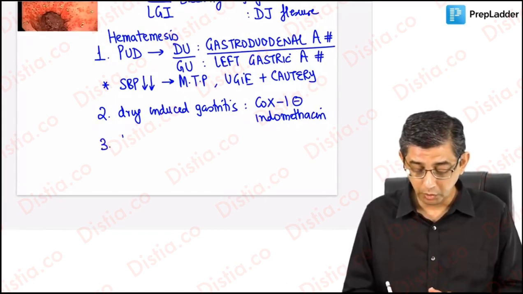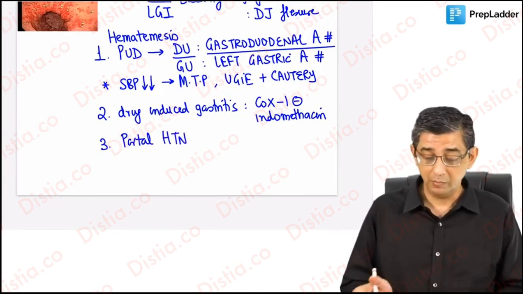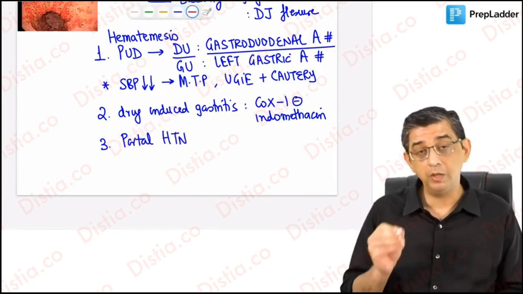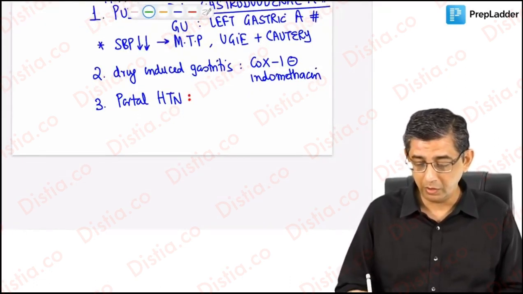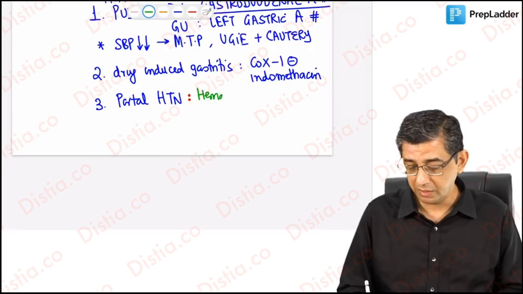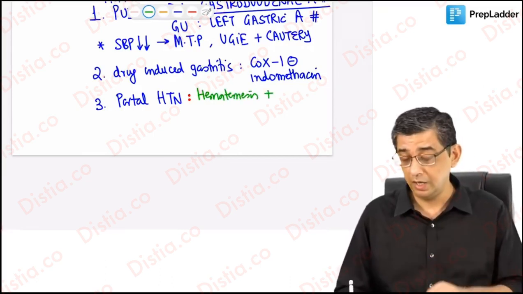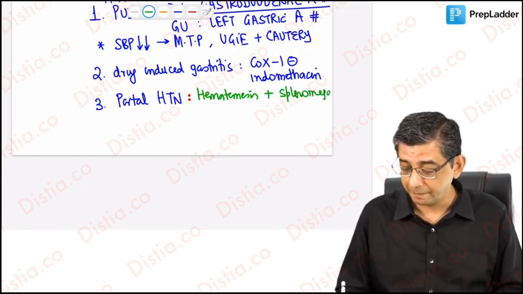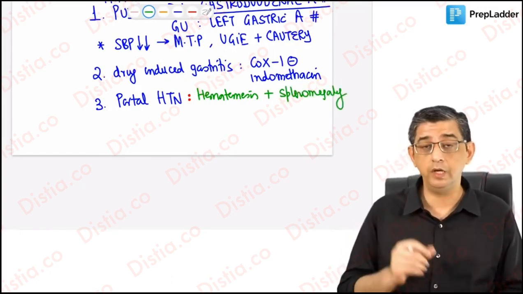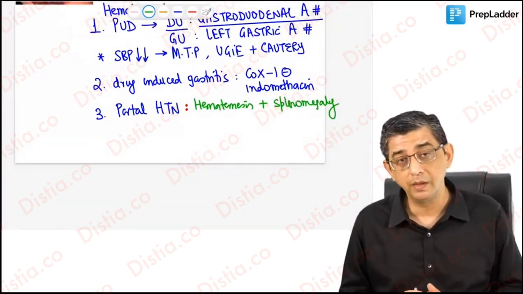Only then should you answer portal hypertension. So don't straight away answer portal hypertension as a leading cause. Yes, please remember that if a multiple choice question begins by saying that a person landed up in your hospital right now, the person is having two episodes, three episodes of vomiting, and it makes it very dramatic and says that on per abdominal examination there is a splenomegaly, that is when you will think in terms of portal hypertension. You don't have a splenomegaly in peptic ulcer disease.